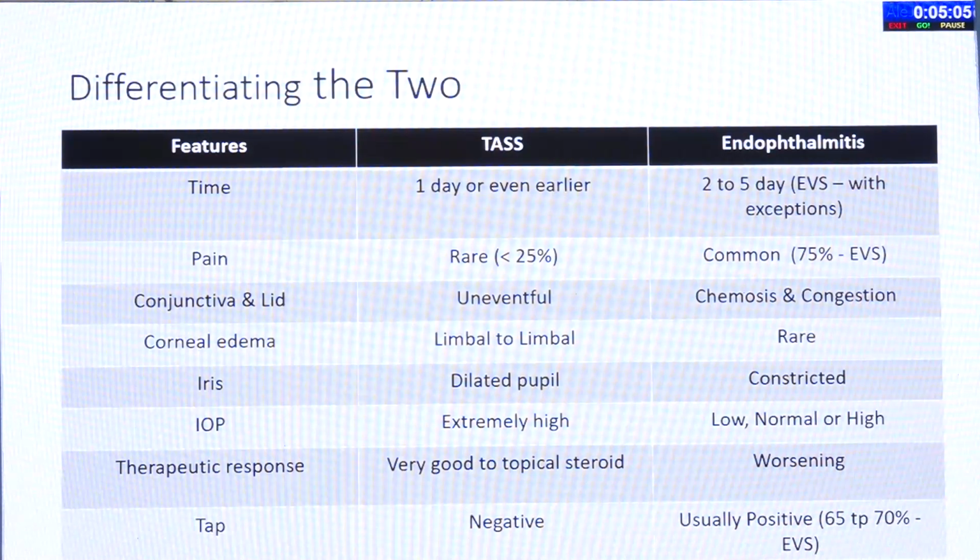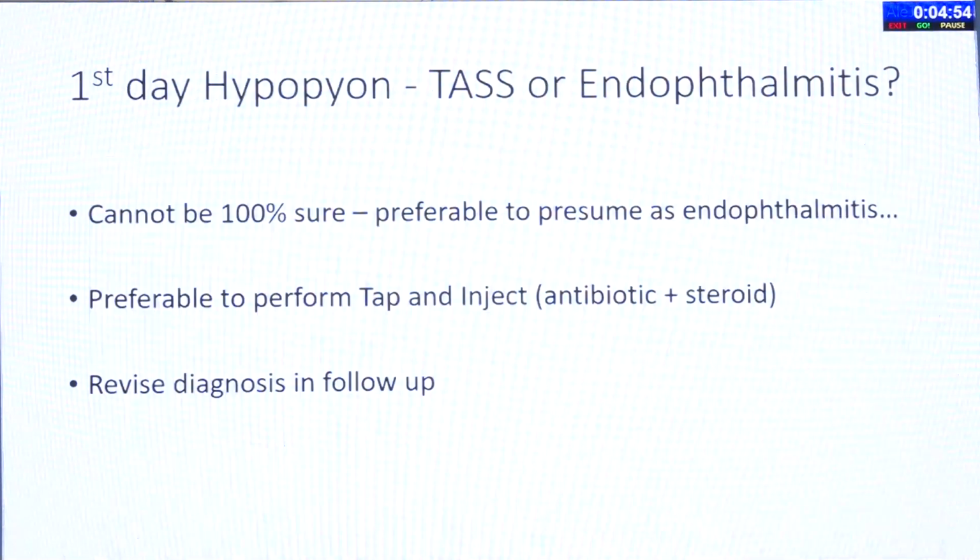It can be high or low in endophthalmitis, and therapeutic response is very good to steroids. In contrast, in endophthalmitis, they worsen. And TAP is negative in TAS. Of course, it can be positive, and most often it may be negative as well. So we have a patient with first day hypopyon, it doesn't all the time mean it's TAS. It can be a very virulent gram-negative organism. So whenever we are doubtful, what I would do is to do a TAP and then inject an intravitreal antibiotic plus a steroid, and then look at the specimen and then take the subsequent treatment based on how the patient progresses or worsens.